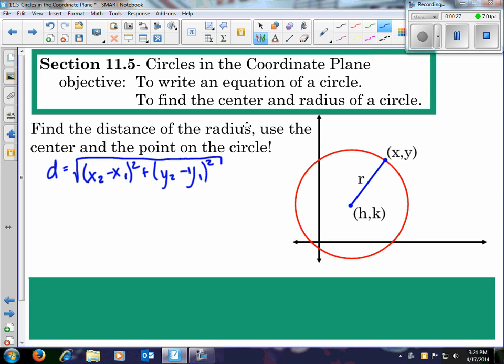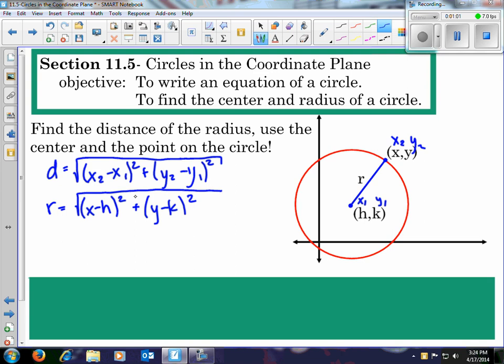So when I say find the distance of the radius, use the center and the point on the circle. So here's my center and my point. So I'm just going to fake mark this x1, y1. So I'm going to say my radius is equal to the square root of x minus h squared plus y minus k squared. Because see, h is in the x value spot, so I'm going to pretend like this is my x2, y2.